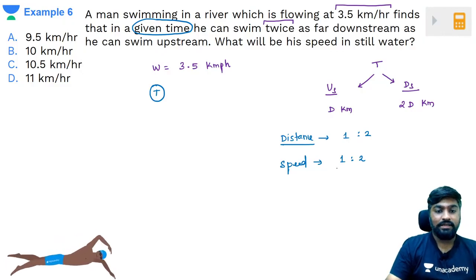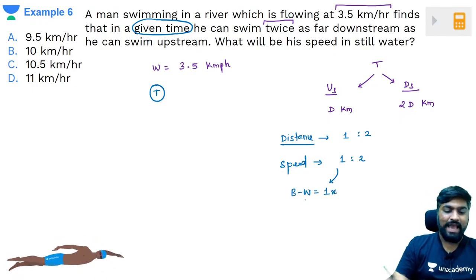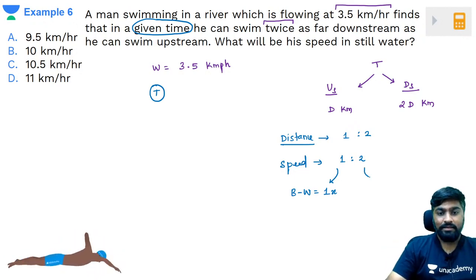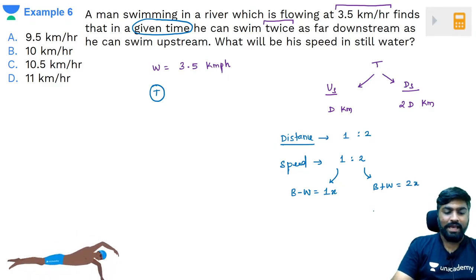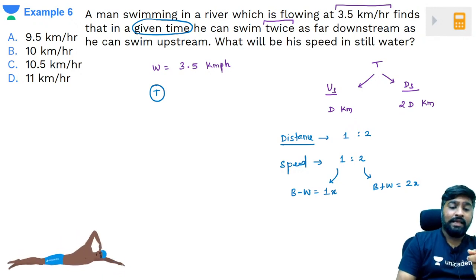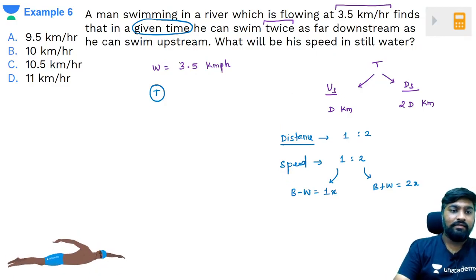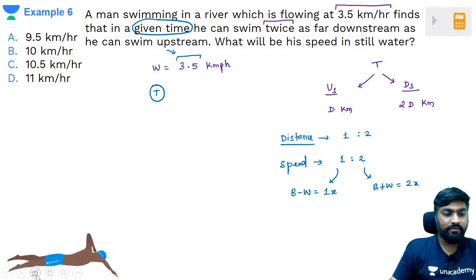So what do we know? If the difference between boat and water is 1x, if you want to use x, that's up to you, that's your choice, 1x or whatever, then the sum of the speeds of boat and water is 2x. Now what else is given to us? That the ratio is twice, right? Would you agree with that? We know that the speed of the water is 3.5. So let's use that. Let's find this common multiple x now.